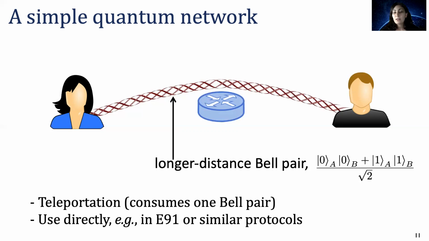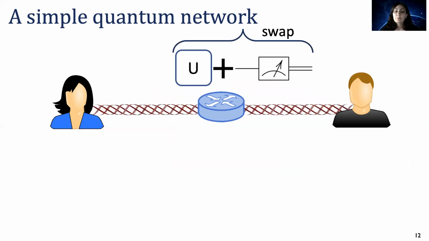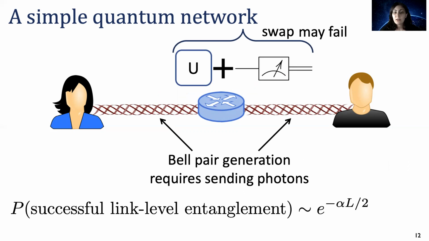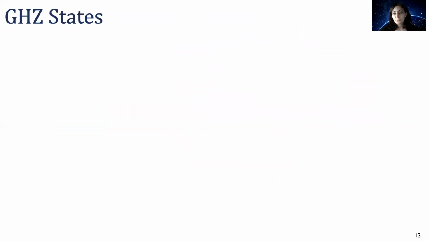This new Bell pair can now be used as a resource, for example, to teleport a quantum state or to generate a raw secret qubit in entanglement-based quantum key distribution. Note that due to non-idealities within the quantum repeater, the swapping operation may fail. Also, to generate the elementary link-level Bell pairs, we must still send photons between the users and the repeater, which means that the probability of successfully generating these states still depends on the links' transmissivities. In this work, we will discuss how these phenomena may be modeled.